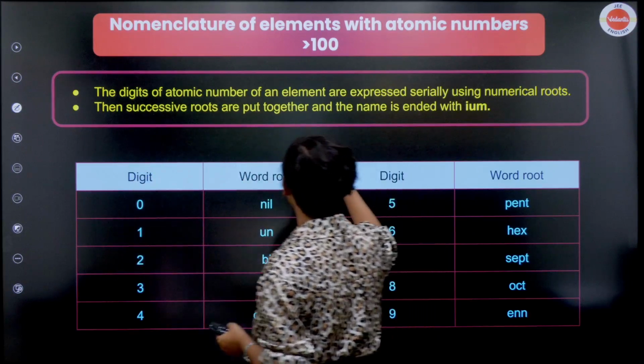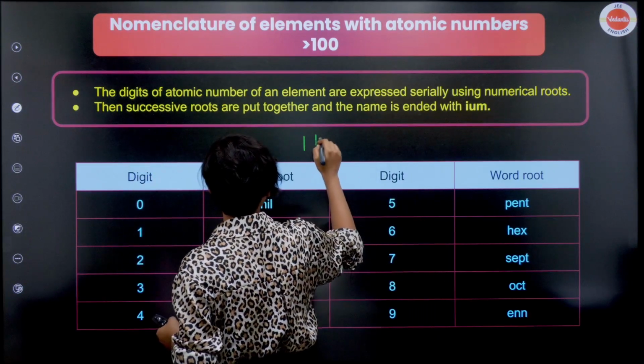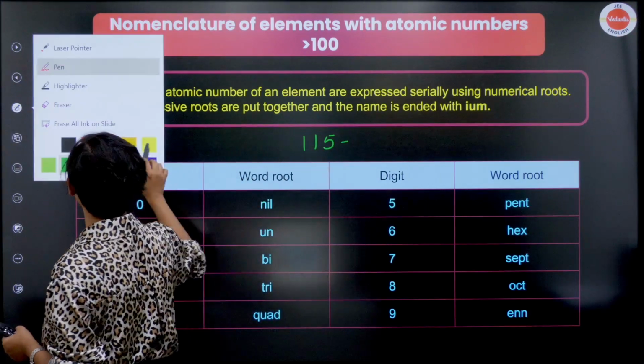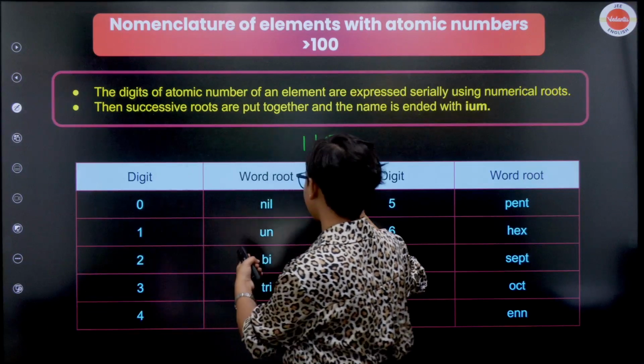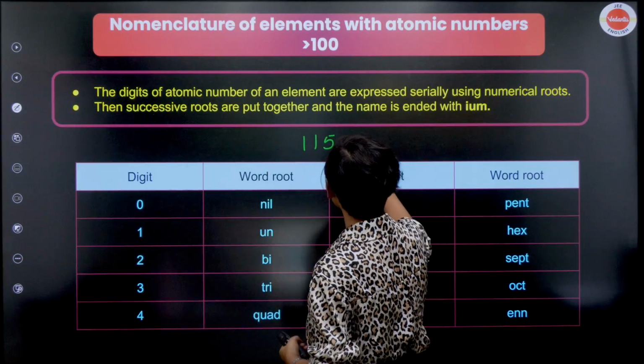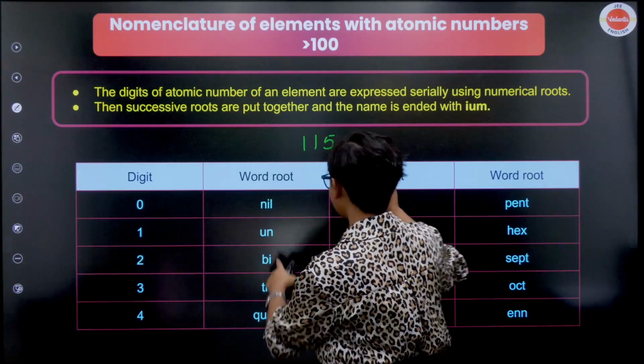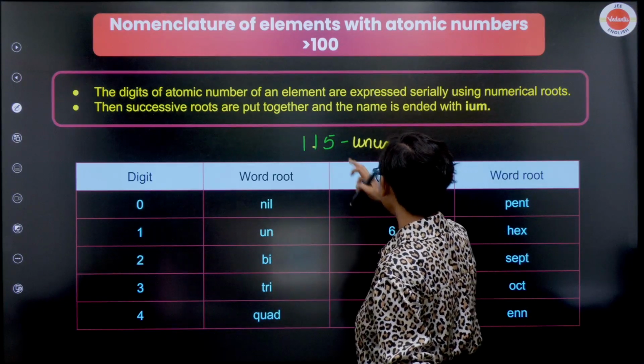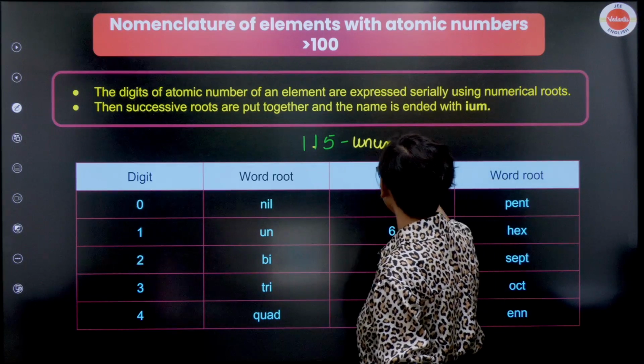For example, if I have an element with atomic number 115, how am I going to name it? Check it out. What is 1? 1 is un, so I write un. Then there is another 1, so I again write un. And then there is 5, so I write pentium.